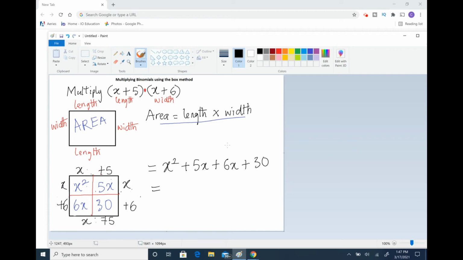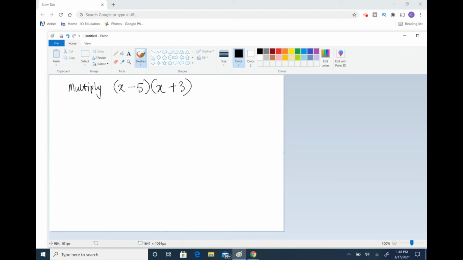Okay, and then you combine your like terms, right? You combine your 5x and 6x, which is x squared plus 5x plus 6x is 11x. Okay, 11x plus 30. So that's how you use your box method, guys. I'm going to do 2 more examples with a negative so that way you guys can see how this also works with the negatives.